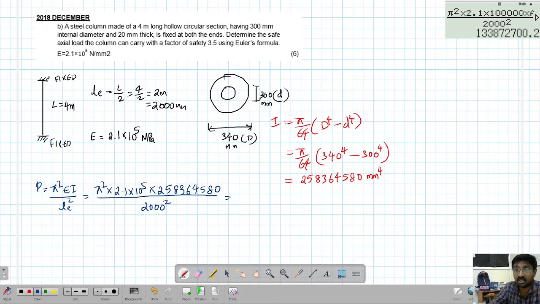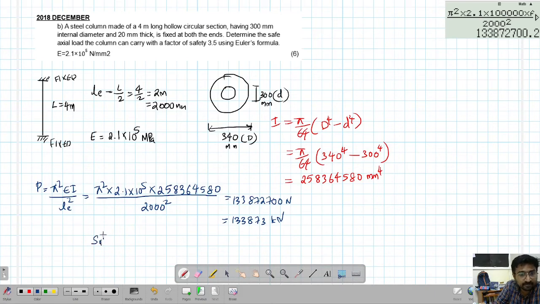So 1338727 00 Newton. So it's a huge value. So this is nothing but 133,873 kilonewton. I am dividing by 1000, and rounding. So 133,873 kilonewton. It's a very huge value.